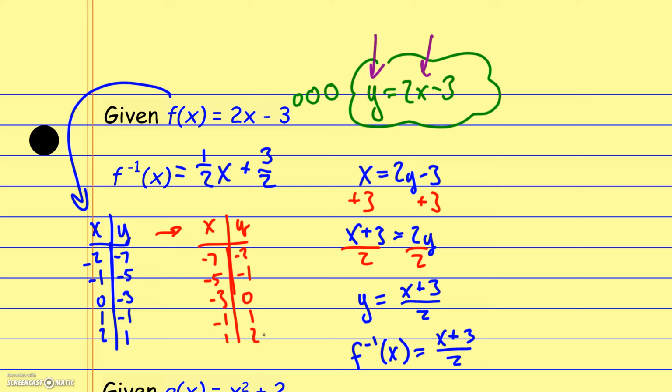And now think about this. If I were to take these x values and plug them in here, you can check them. If you plug the -7 in here for x, you're going to get a -2. If you plug that -5 in here for x, you're going to get a -1. If you plug the -3 in, you get a 0. If you plug the -1 in, you get a 1. If you plug the 1 in, you get a 2.